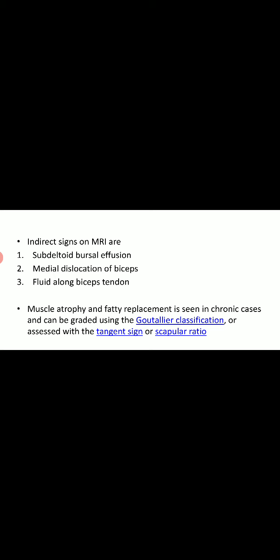The presence of a tendon defect filled with fluid is the most important direct sign of the rotator cuff tear. What are the indirect signs? Subdeltoid bursal effusion, medial dislocation of the biceps, fluid along the biceps tendon. They are all the indirect signs of rotator cuff tears.